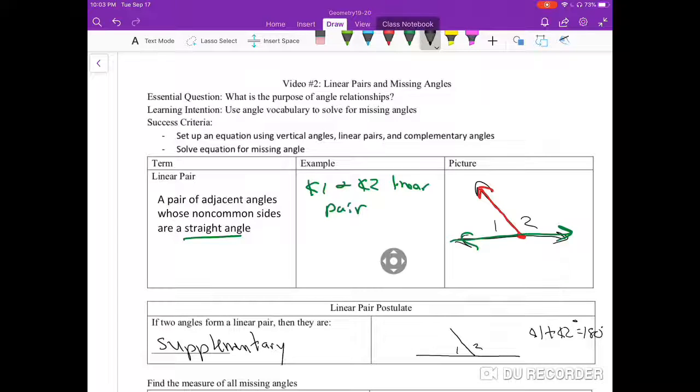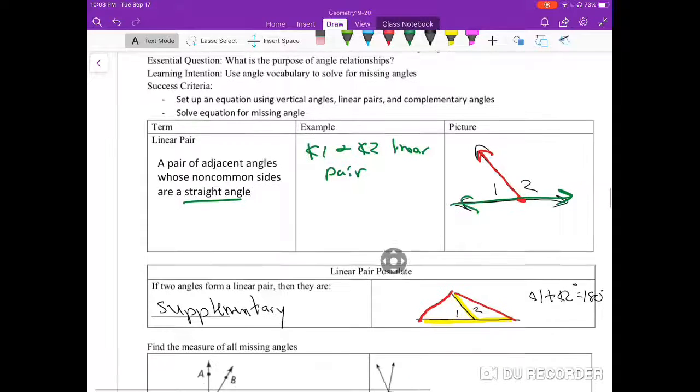The one thing I want you to be careful with is later on, probably in about video 5, we're going to start to deal with triangles. Just because I add this triangle here does not change the fact that this portion is still a linear pair. So even though it's within a different picture, it still makes it a linear pair. You're going to see some of that when we start to deal with some of these examples down below, but that's just one thing I want you to be aware of later on.